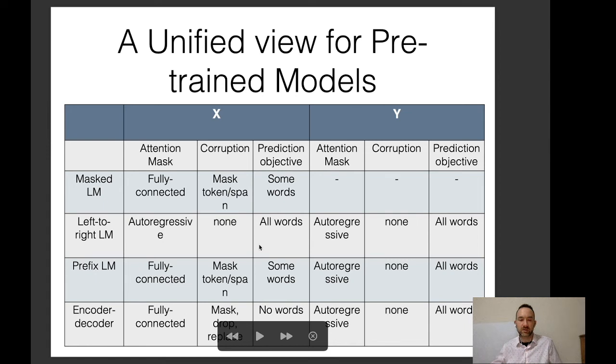And then for the encoder-decoder, it's very similar, except we are trying to basically drop or replace words, and then on the output side, we're trying to recover the original value. So I think it is also interesting to view things this way, because it also shows that there's a huge design space that isn't yet covered by these models. So you can think about what it would mean to change some of these design decisions in interesting ways.